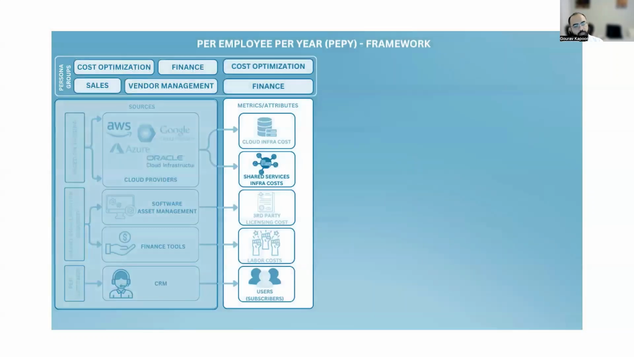Then you take all these pieces, right? These are some of the metrics. From cloud providers, you will get cloud infra. You will get shared infra cost. You will get third-party licensing cost from software asset management, labor cost, and users, as I already talked about.